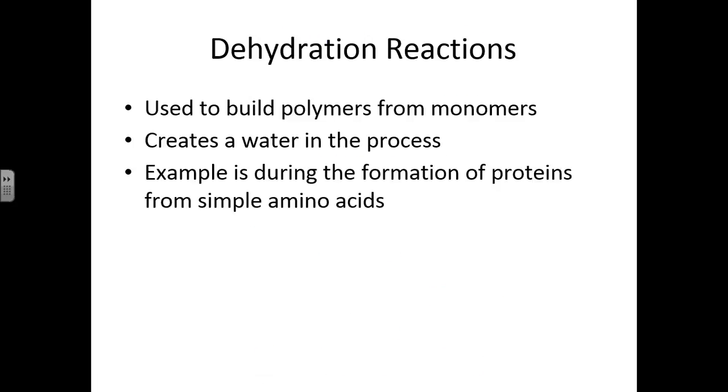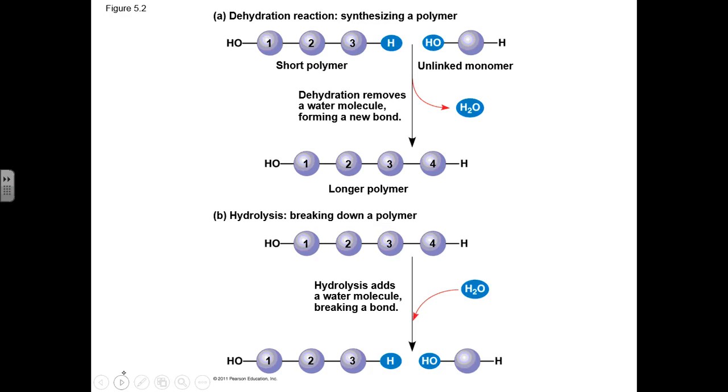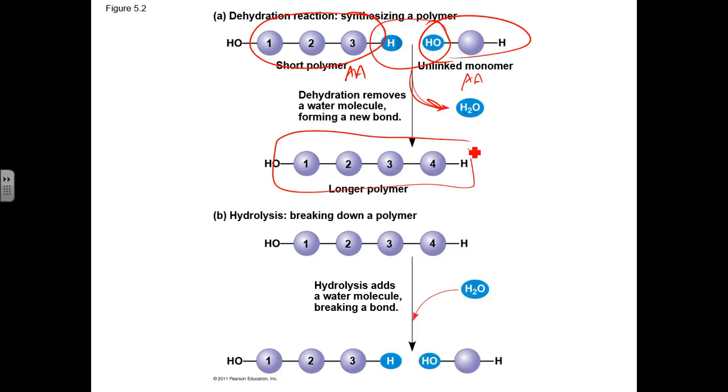Dehydration reactions are used to build polymers from the monomers. It creates a water in the process. An example is during the formation of proteins from simple amino acids. Showing you this, in the dehydration reaction, you're going to have one amino acid here and one amino acid here. Then you're going to remove a water, the hydrogen and the OH groups, and now you have a larger polymer. So this might be amino acid 1, amino acid 2, amino acid 3, and amino acid 4. Each time you add another amino acid to that chain, you're going to remove a water, you're going to dehydrate it.